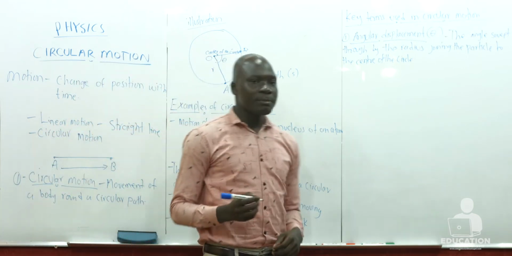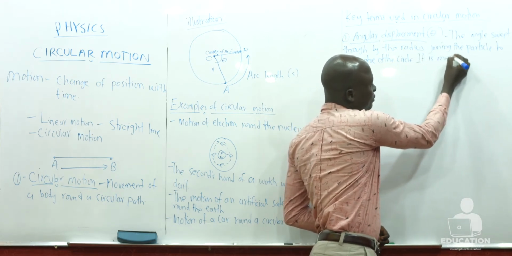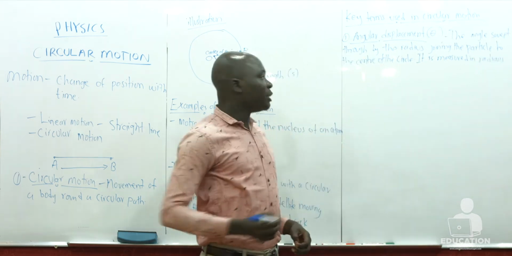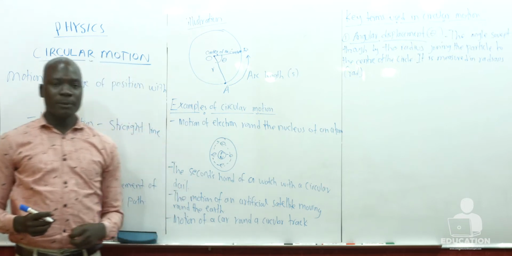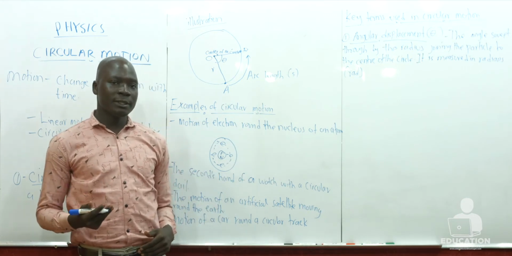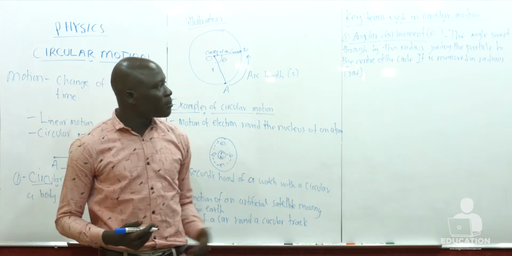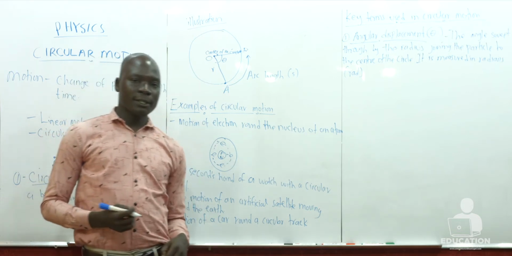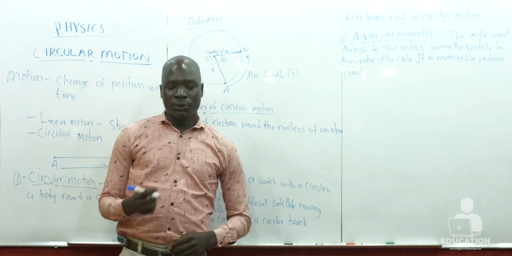Now angular displacement is measured in a unit called radians. It is measured in radians, or simply in short we can write it as rad. So this is the SI unit of angular displacement. As we know in physics, it is always very important when you understand a term, you need to know its unit, since it will always be asked: define angular displacement and state its unit. So you define that angular displacement refers to the angle swept through by the radius joining the particle to the center of the circle, and you say it is measured in a unit called radians, or when you write it in short as rad, it is also okay.